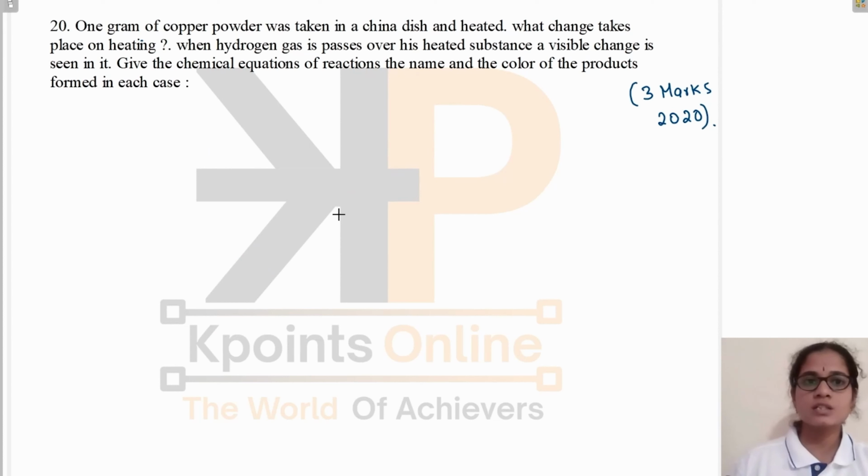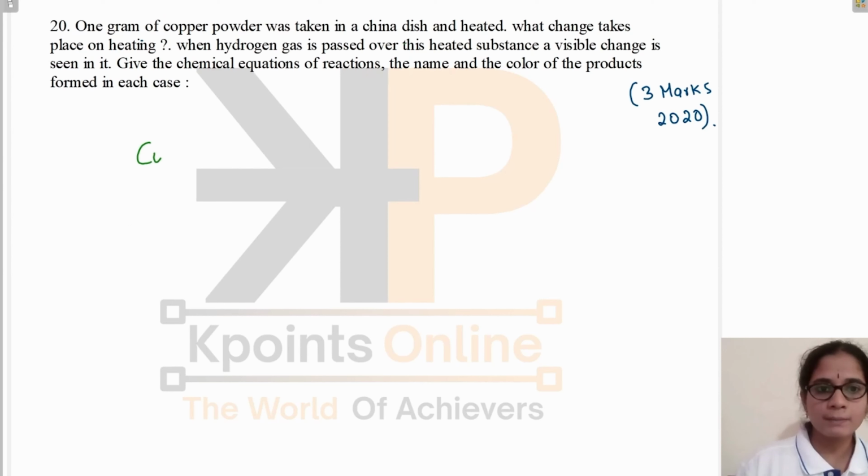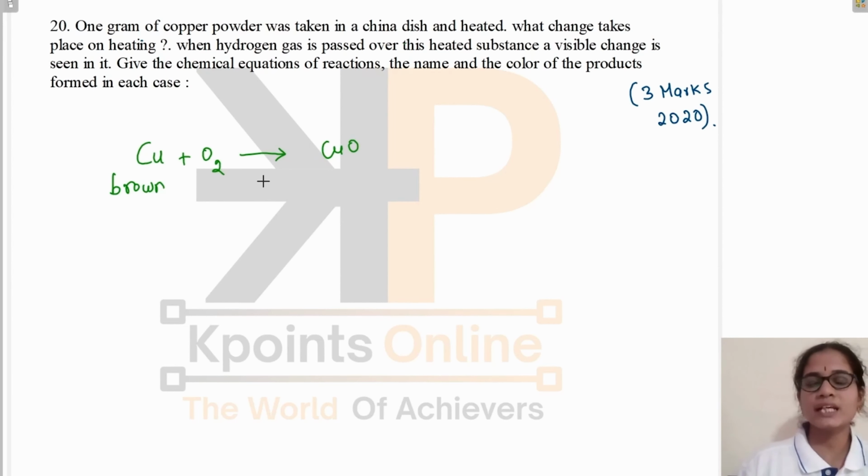Okay. The next question is, 1 gram of copper powder was taken in a china dish and heated. What changes take place on heating? When hydrogen gas is passed over this heated substance, a visible change is seen in it. Give the chemical equations of reactions, the name and the color of the products formed in each case. Okay. Here, when copper powder is heated, what happens? When copper powder is heated, it reacts with oxygen to form copper oxide. Initially, it was brown in color. Once you heat it in the presence of oxygen, it becomes black in color. It is due to the formation of copper oxide.